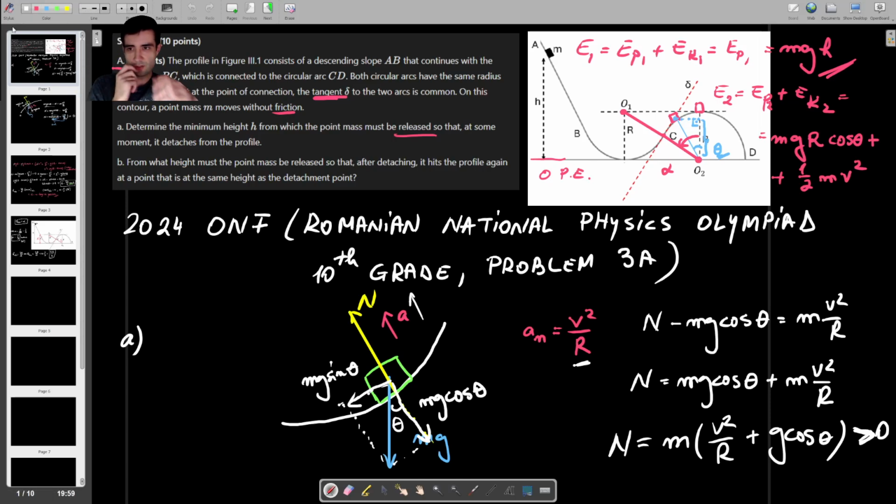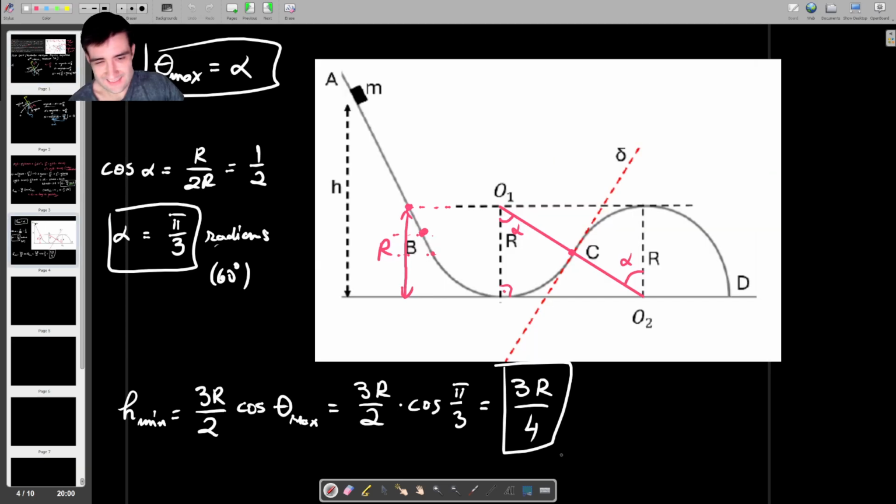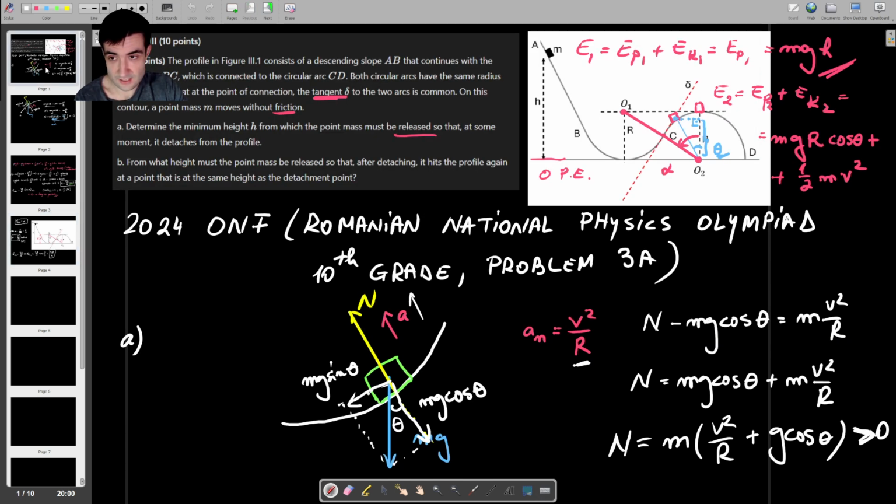So let's talk about B now. From what height must the point mass be released so that after detaching, it hits the profile again at a point that is at the same height as the detachment point? Interesting. So basically, we know that the height that we're using for B has to be at least 3r over 4, because the object has to detach, like part B is telling us this in the phrase.